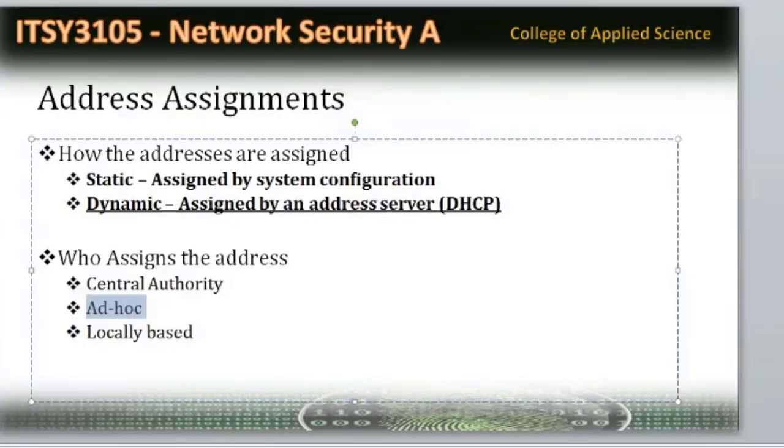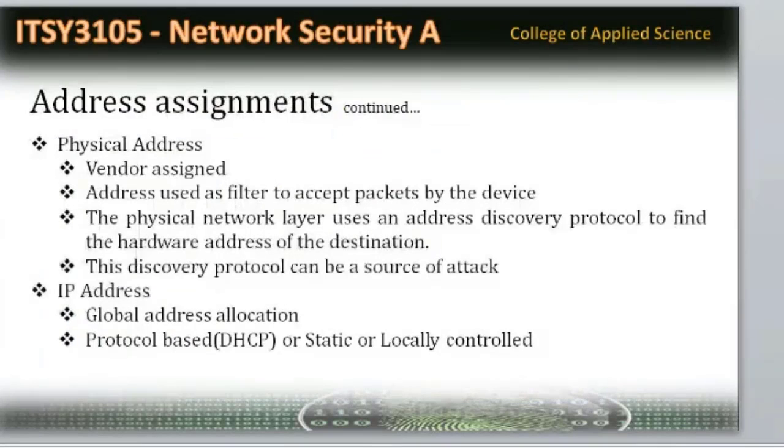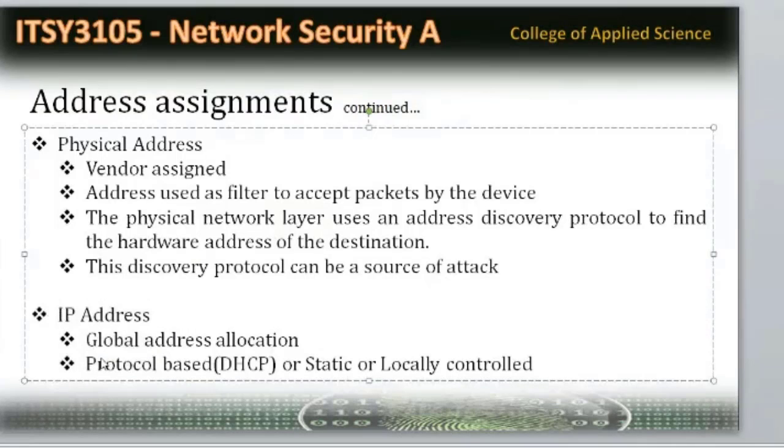Now, next one: physical address and IP address. We already discussed this. The IP address is layer 3, and this is global address allocation. It is done by using the DHCP, and you can also give a static IP address. This is what we discussed in the previous slide. So it is by using the DHCP, the static method, or locally controlled by the ISPs.